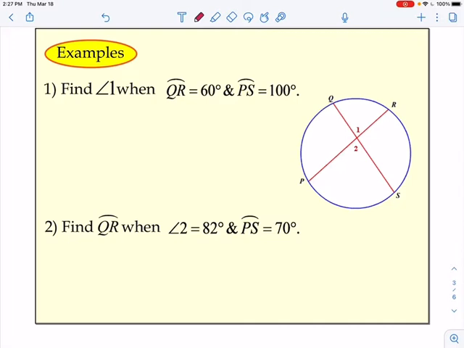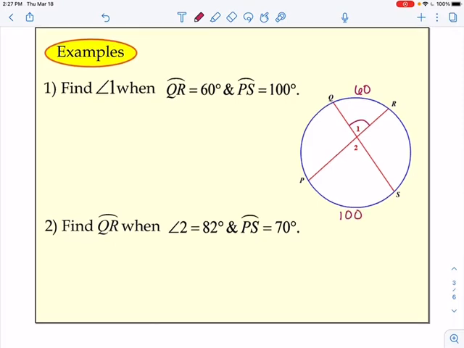So we want to find the measure of angle 1 when arc QR is 60 and arc PS is 100. Because that angle is inside the circle, we're going to add the two arcs together and then take 1/2 of it. So it's going to be 1/2 of 60 plus 100. We have to add together first. 60 plus 100 is 160, and 1/2 of 160 is 80. So the measure of angle 1 is going to be 80.